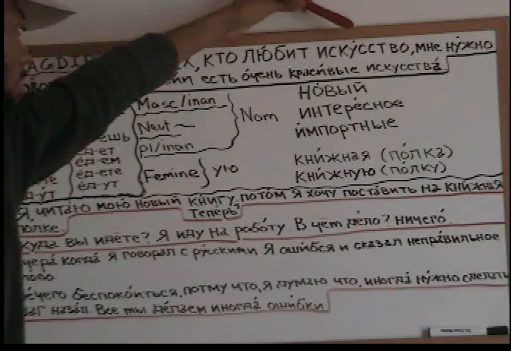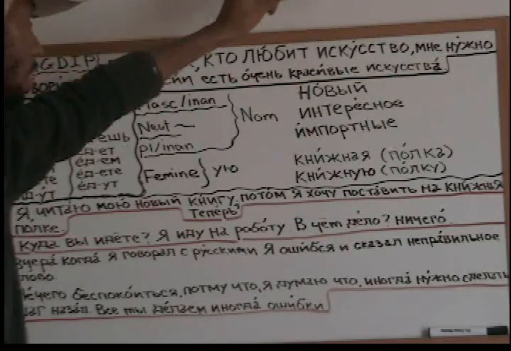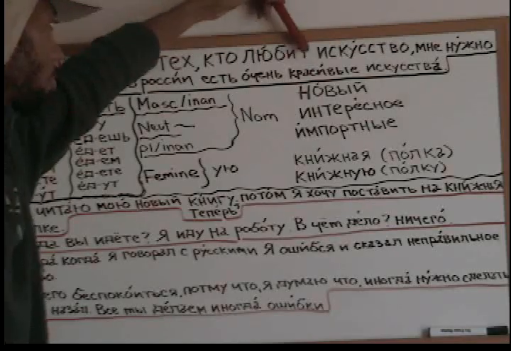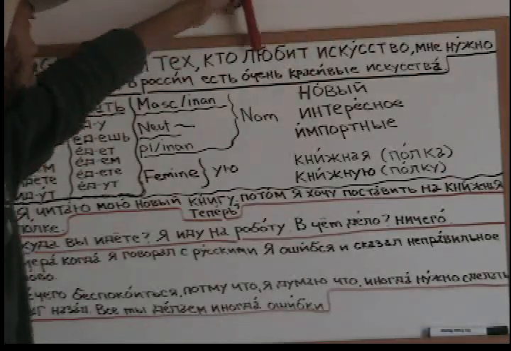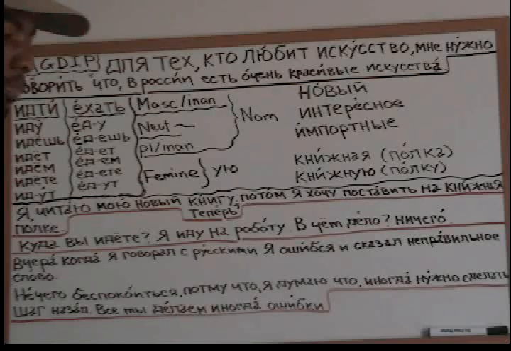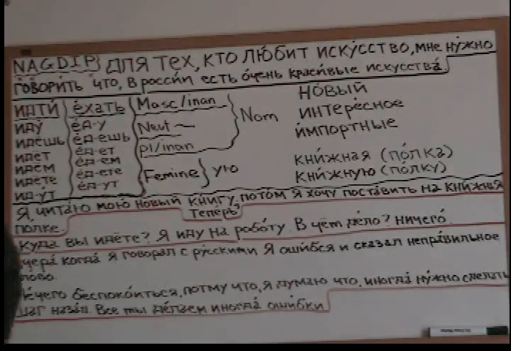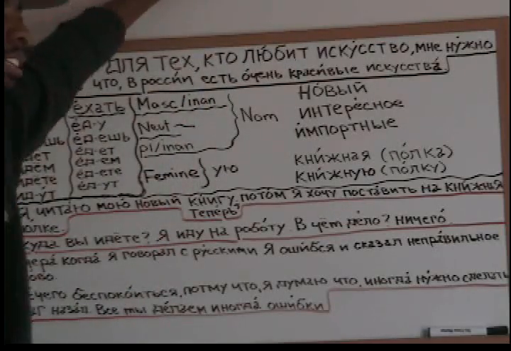Россию. Now the ya in Россия becomes you because now it's accusative. All right. So accusative is just, how can I explain accusative? It's like marking an object.